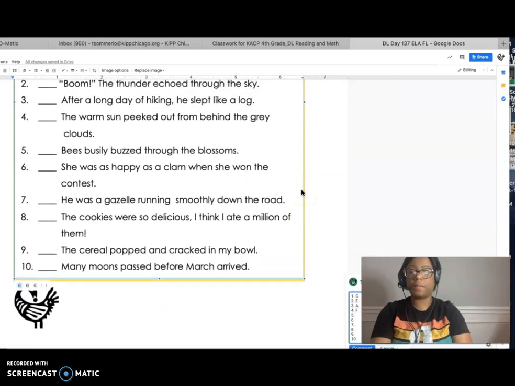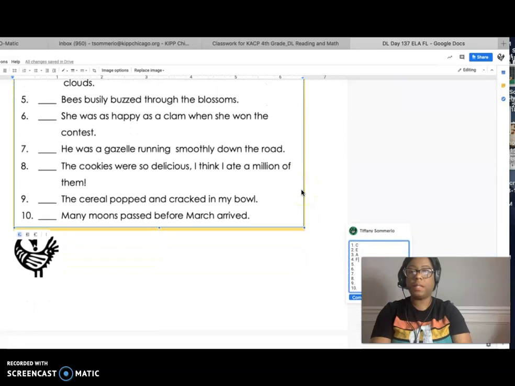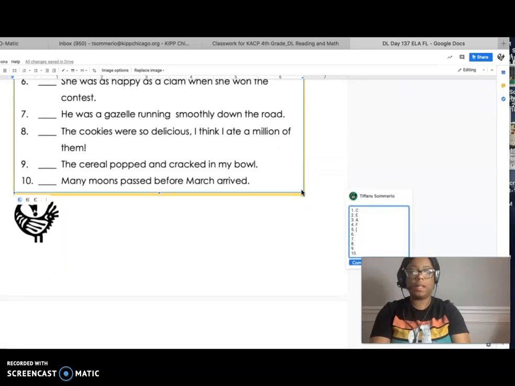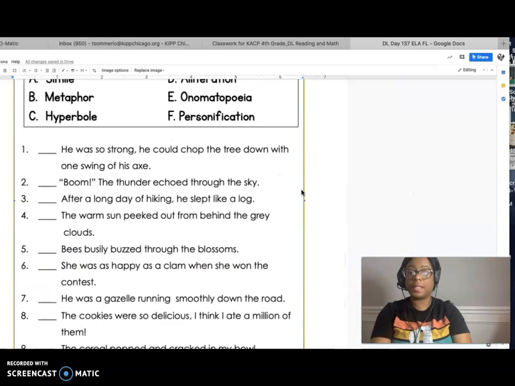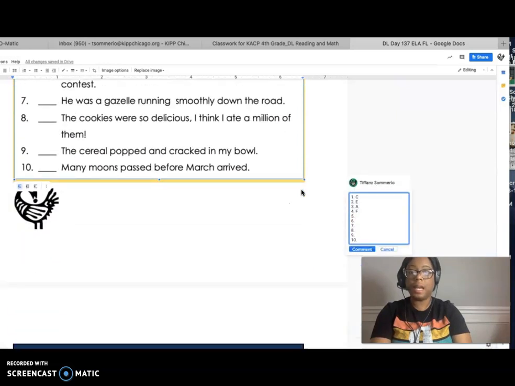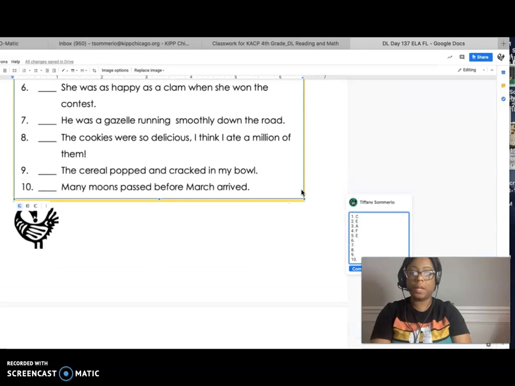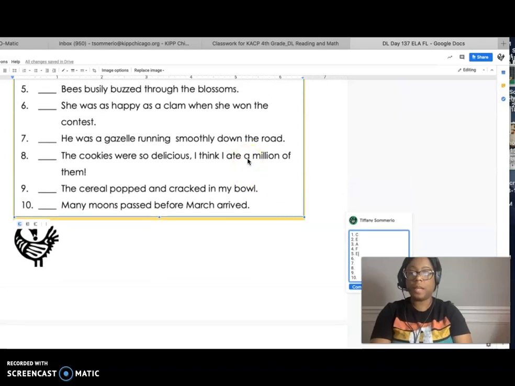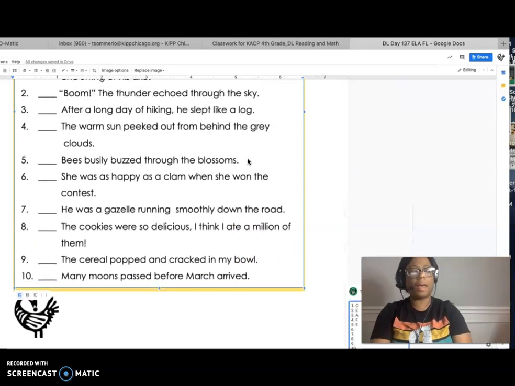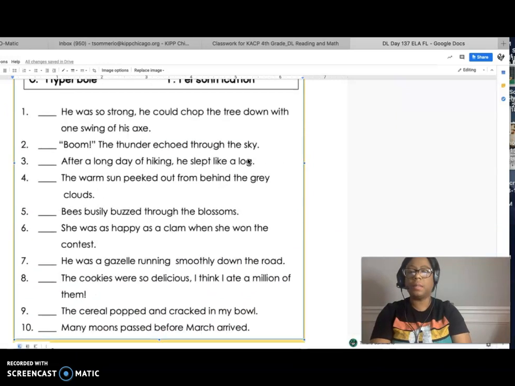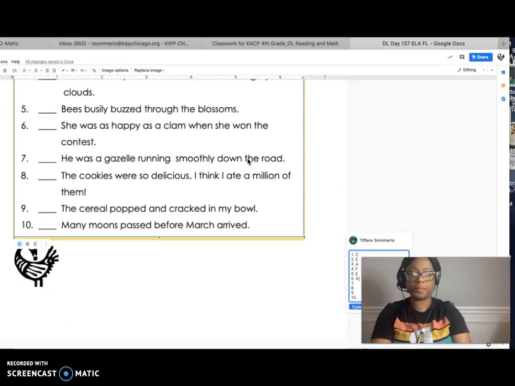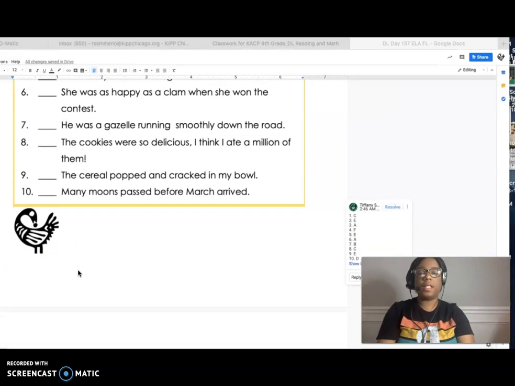5, the bees busily buzzed through the blooms. That's a sound, buzz. That means it is E, onomatopoeia. 6, she was as happy as a clam. As. We know that that's a simile, so we write A. At the time, I went ahead and did 7, 8, 9, and 10 for you. 7 is B, 8 is C, 9 is E, 10 is D. Make sure you go back and review those on your own.